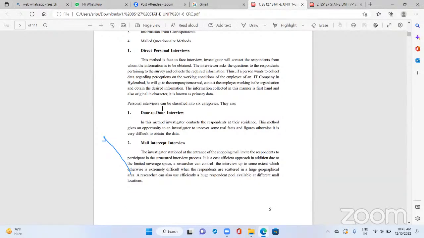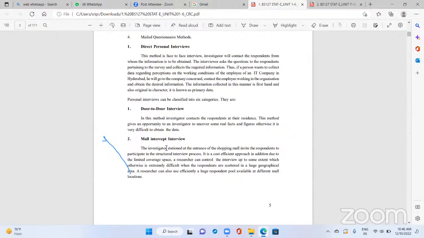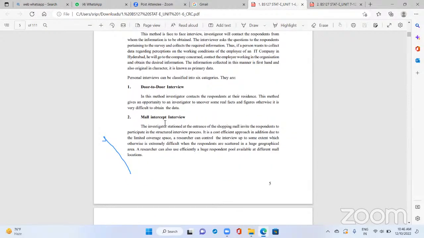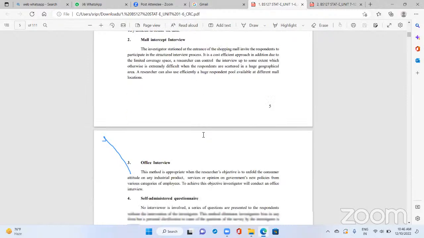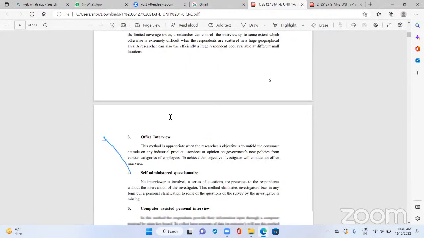In that, personal interviews can be classified into 6 categories. There is door-to-door interview, number 1, and the second one is mall intercept interview. The investigator stations himself at the entrance of the shopping mall and invites the respondents to participate in the structured interview process. The second one is mall intercept interview. Third one is office interview.